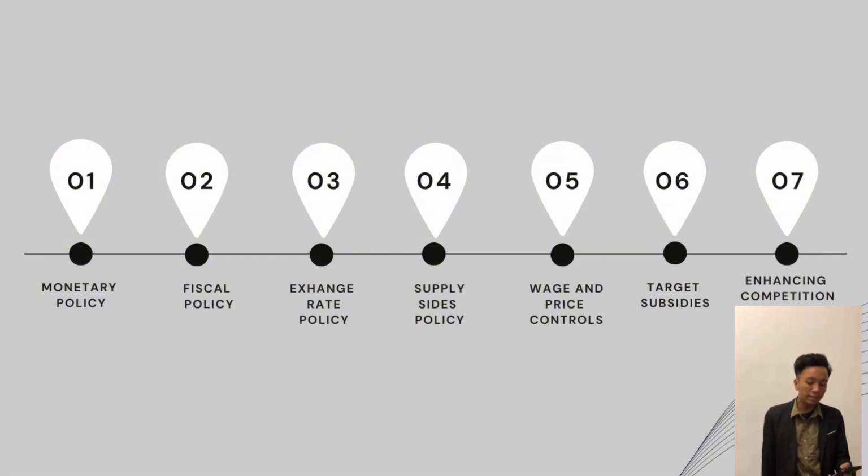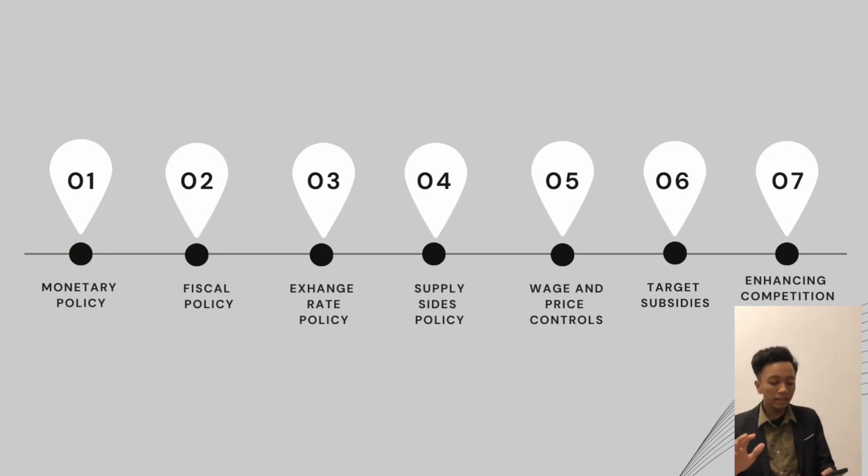The fourth is supply side policy. Addressing supply side factors that drive inflation, such as disruptions in the supply chains, can help mitigate inflationary pressures. This might involve improving infrastructure, reducing red tape, and increasing productivity.